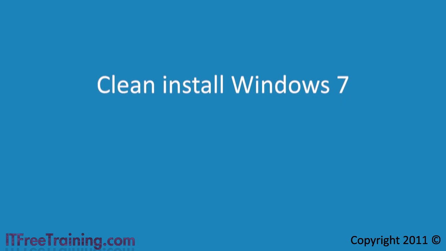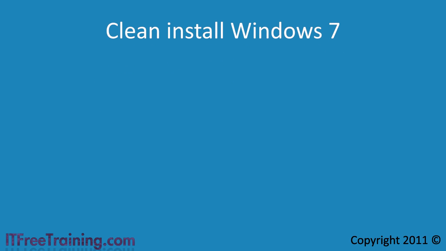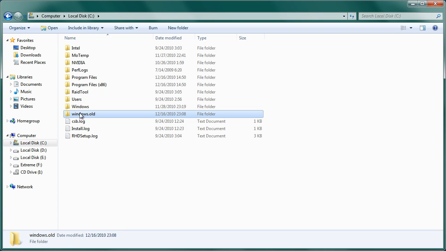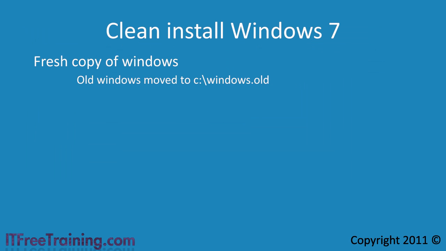In this video, I will look at performing a clean install of Windows 7. A clean install of Windows means basically a fresh copy of Windows. In most cases, you will perform the install on a hard disk that does not contain an operating system. If, however, a Windows operating system is found, the old Windows operating system will be moved to c:\windows.old.